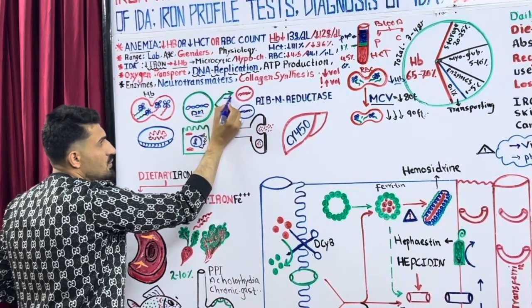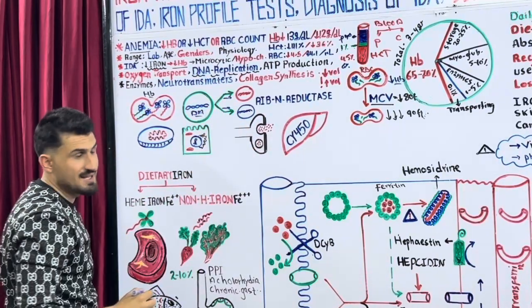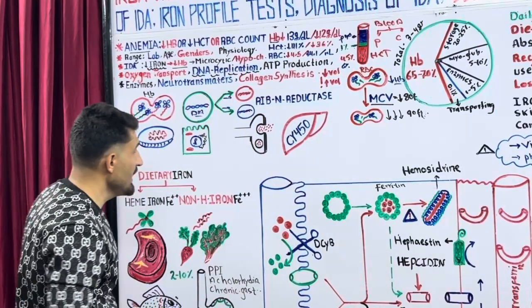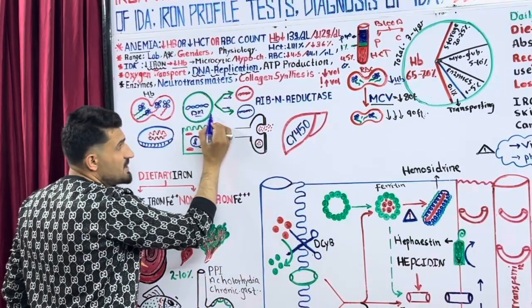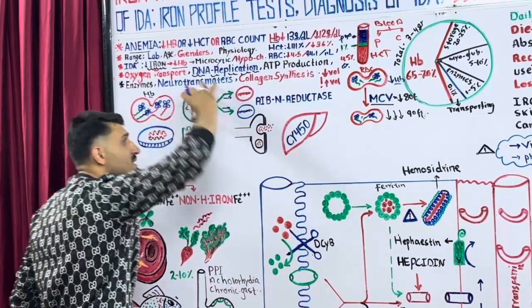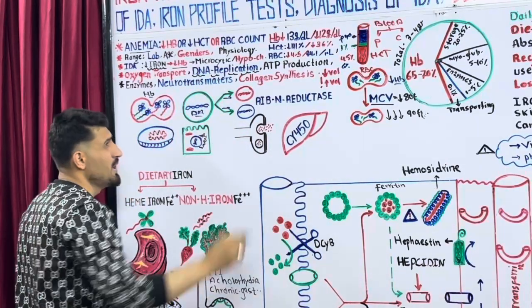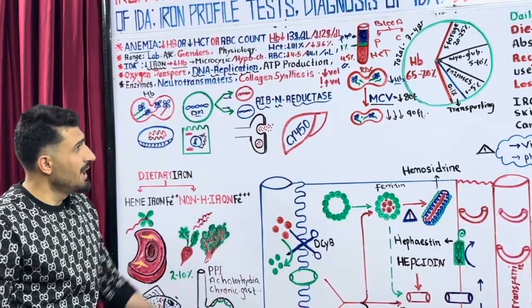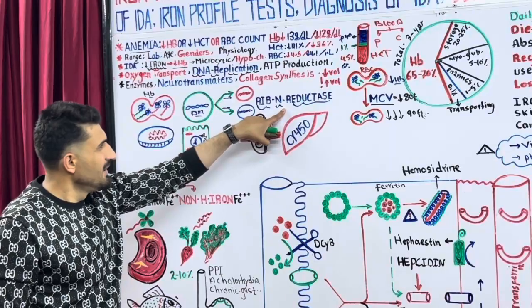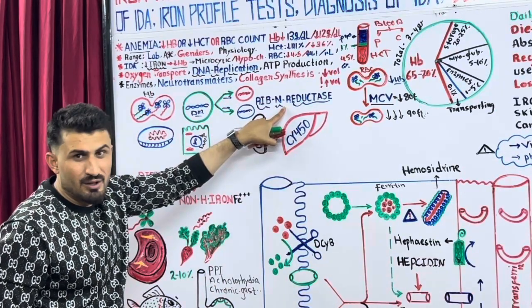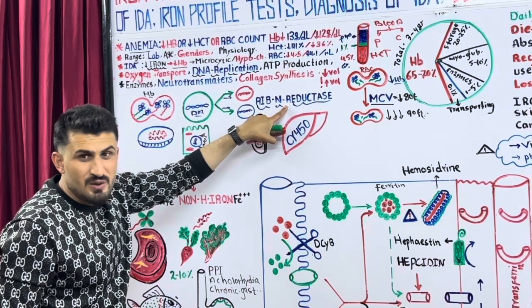One copy goes to this cell, one copy goes to this cell, and one cell is dividing into two cells. Okay. So now to make from DNA another DNA, this is called DNA replication. So for DNA replication, we need an enzyme which is called ribonucleotide reductase. And this enzyme needs iron. So when we don't have iron, we cannot use this enzyme.